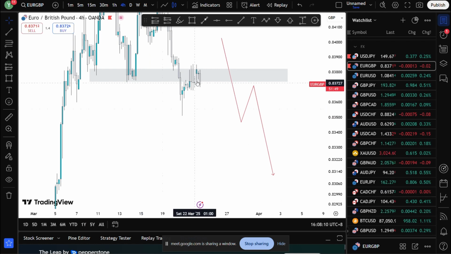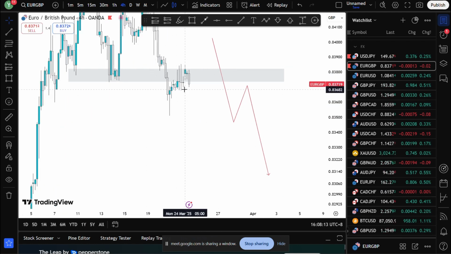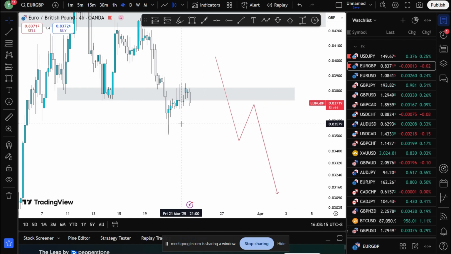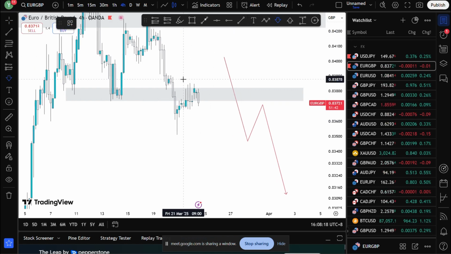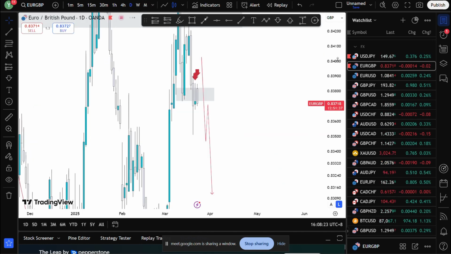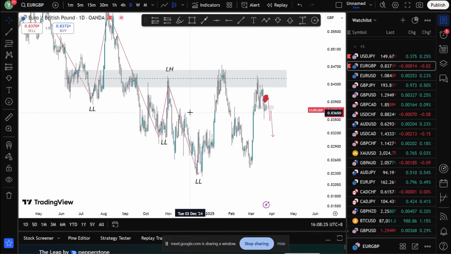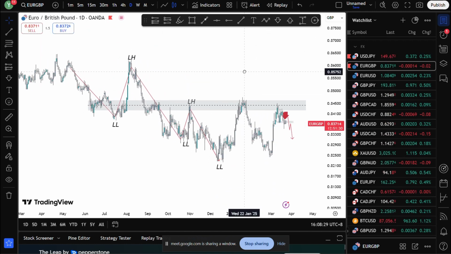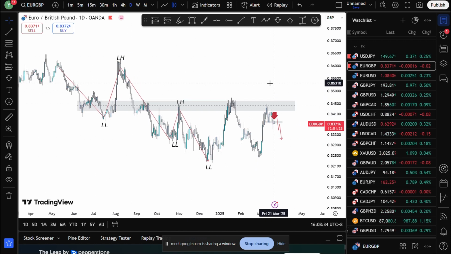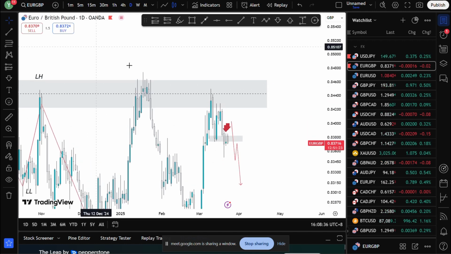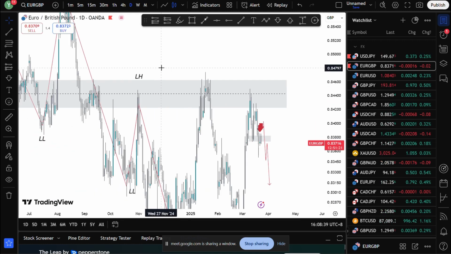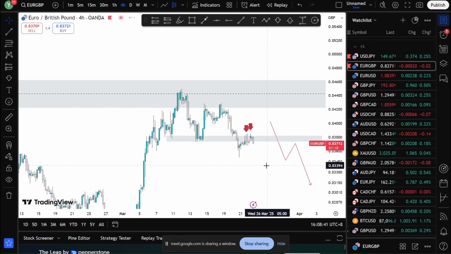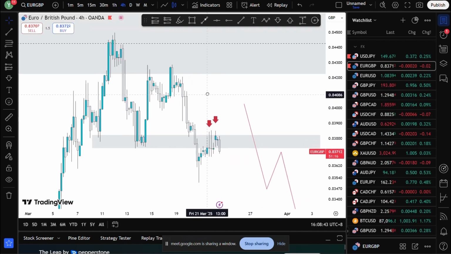You can see as the price retraces back to this zone, the momentum is getting weaker and weaker. Two doji candles form over here. Also, in the daily and weekly time frames, the price is forming a downtrend: lower low, lower high, lower low, lower high, lower low, and then back here, a lower high. So the overall movement is still a downtrend, and I will still focus on sell for EUR GBP.